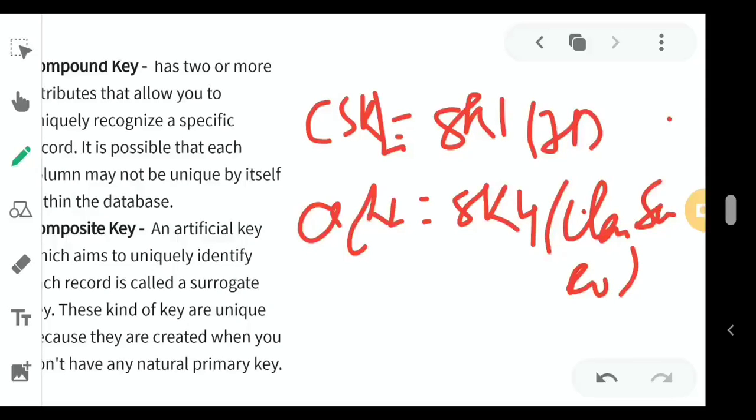And the composite key is the artificial key, the surrogate key. This kind of key is unique because it is created when you don't have any natural primary key. Whenever you don't have a natural primary key, at that point you have to create one.